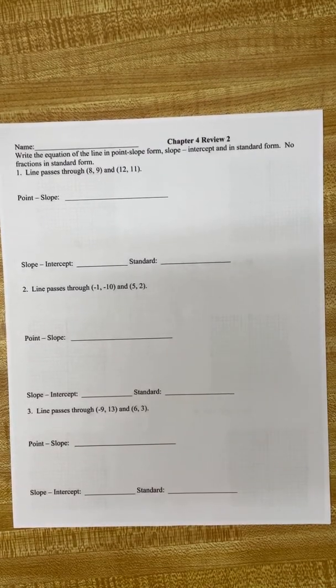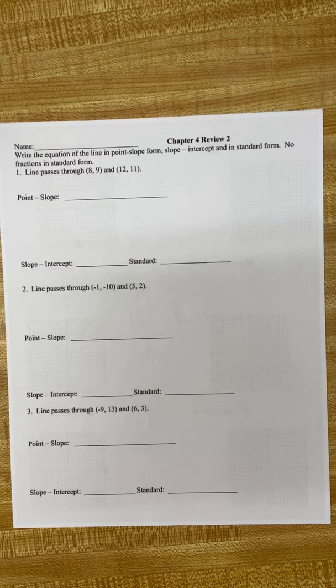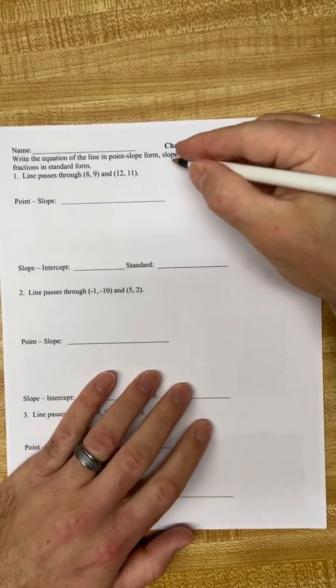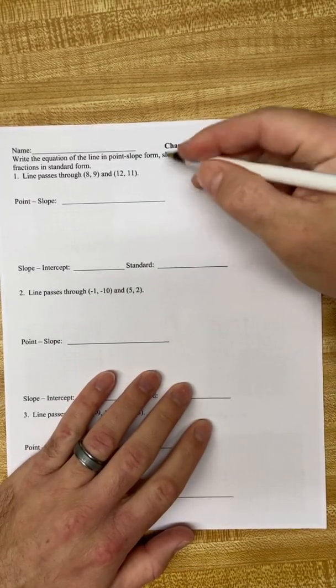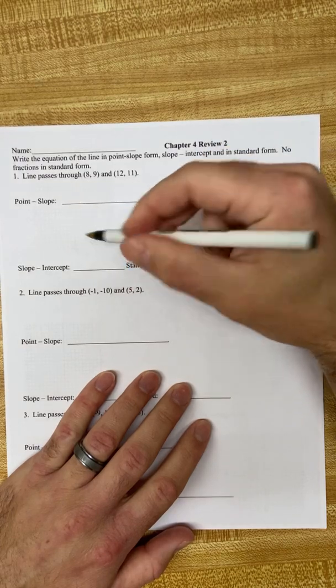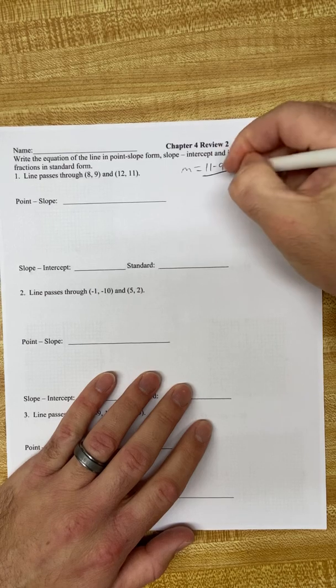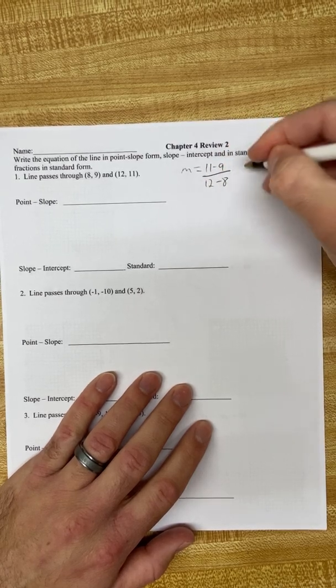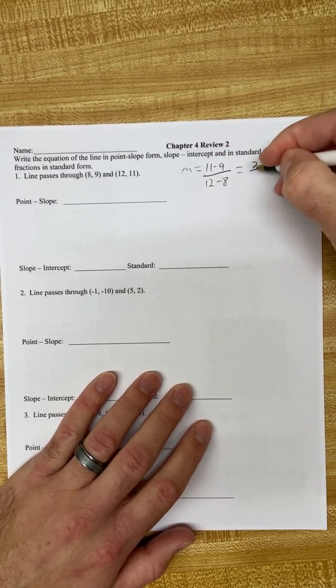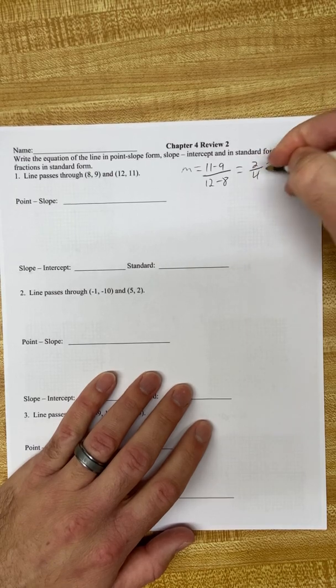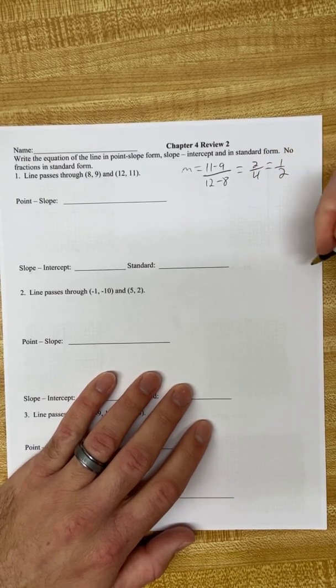All right, so just finishing up stuff here with linear equations. First thing you've got to do here, we're trying to get point slope, intercept, standard. First thing we need to do is get the slope. So we've got 11 minus 9 in the numerator, 12 minus 8 in the denominator. So it's going to be 2 over 4. So 2/4 is going to reduce down to 1/2.